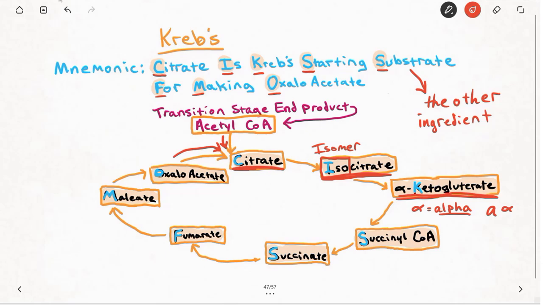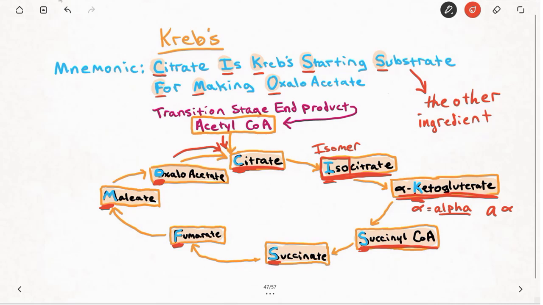And then the next thing is succinyl-CoA, coenzyme A, and we remember coenzyme A from the transition stage. So citrate is the Krebs cycle's starting substrate, and then succinate, and 4 would make the substance fumarate, making the substance malate, and then oxaloacetate, which is the mnemonic for oxaloacetate. It's not really an abbreviation. So citrate is the Krebs cycle's starting substrate for making oxaloacetate.